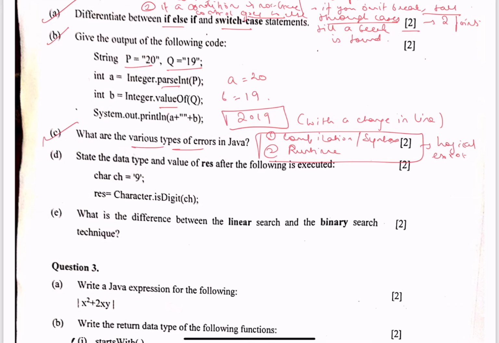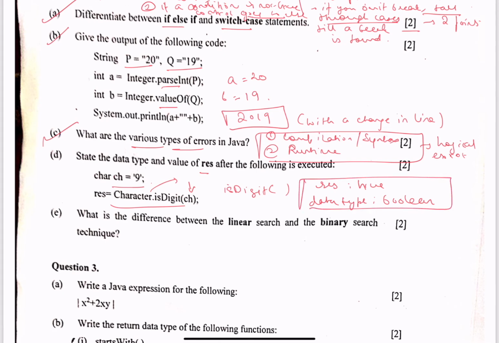State the data type and value of result after the following is executed. Character ch is 9, result is equal to Character.isDigit(ch). Basically isDigit is a static member function of class Character, and it checks if the input ch is a digit or not. Since 9 is a digit, result is true and data type is boolean, since the return value of Character.isDigit(ch) will be true. So this is the answer for part C.